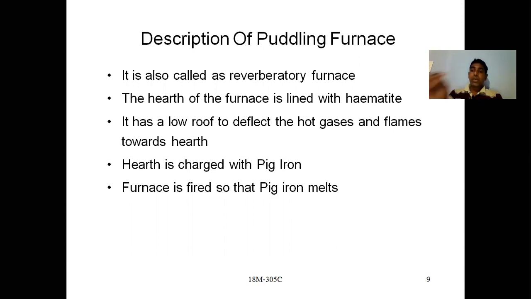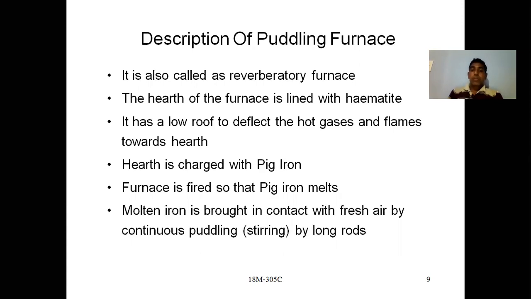From the charging doors you charge the pig iron, and when the furnace is fired and the pig iron melts, the molten metal is brought into contact with oxygen to get oxidation, that is the fresh air we send from the tuyeres. What are the impurities that can be oxidized? Generally, the impurities are silicon, manganese, phosphorus and carbon.